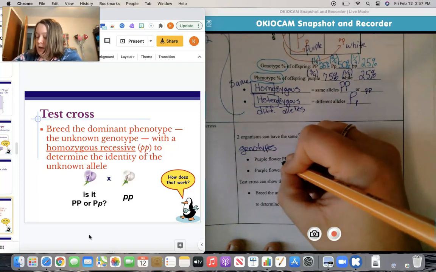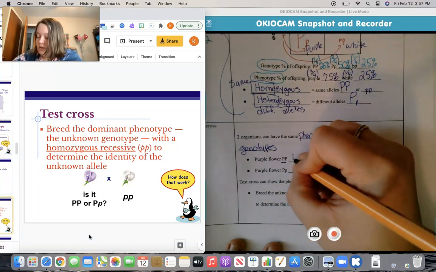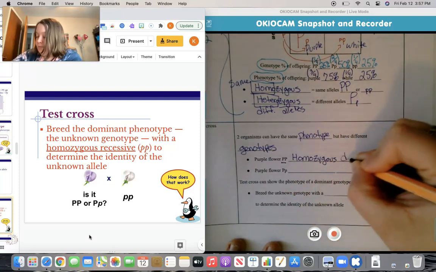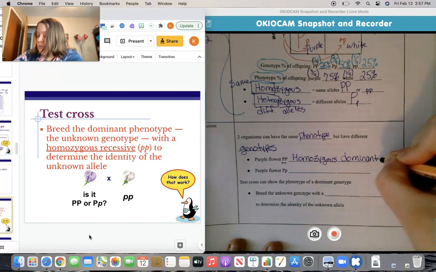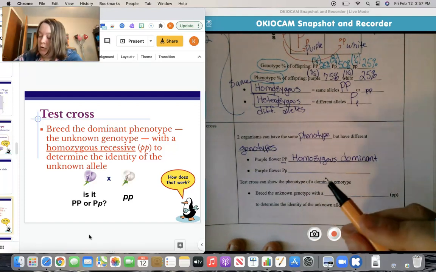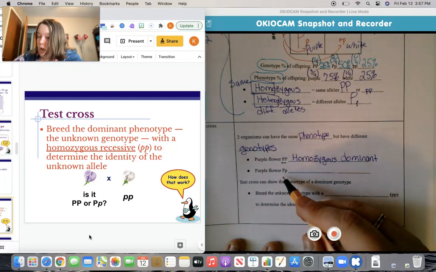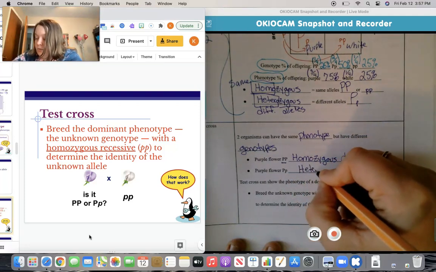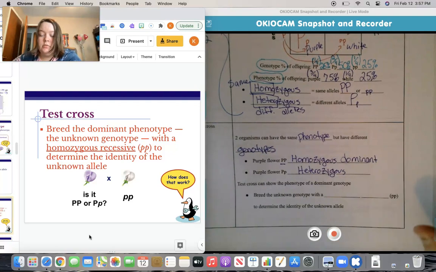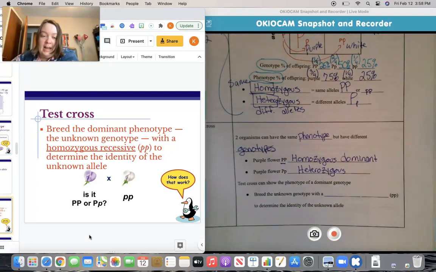So if an organism had big P, big P, it would be purple, and it would be considered homozygous dominant. Homozygous, 2 of the same, dominant, capital. But my purple flower could also be big P, little p, and it could be heterozygous, meaning that it has a big P and a little p, 2 different alleles. I don't know what genes it has until I perform a test cross. A test cross will help me figure out the genotype of my flower.